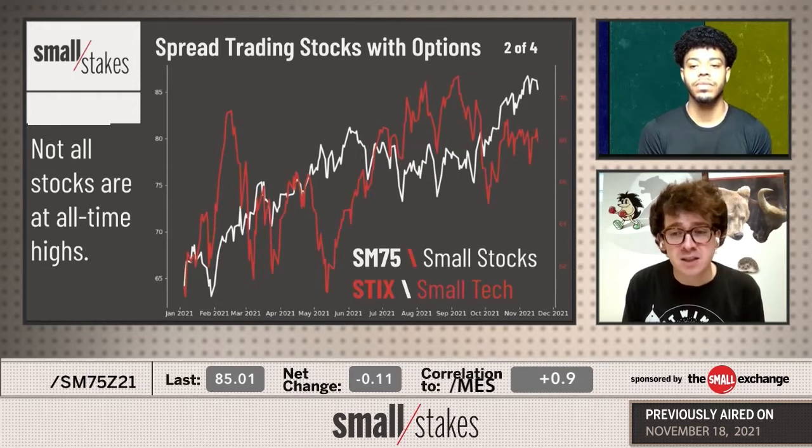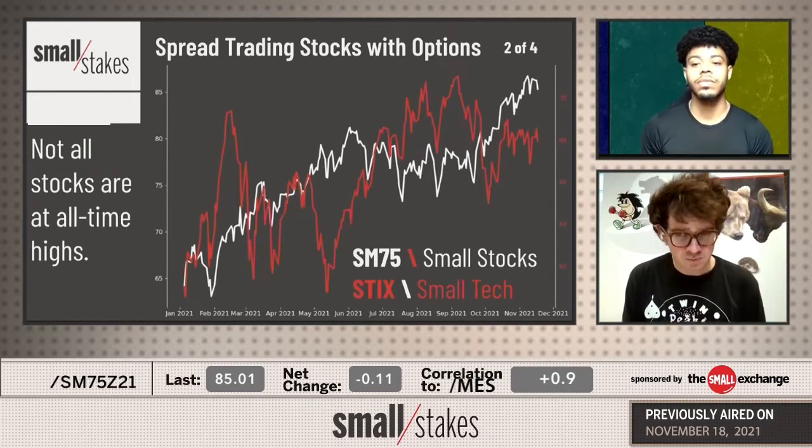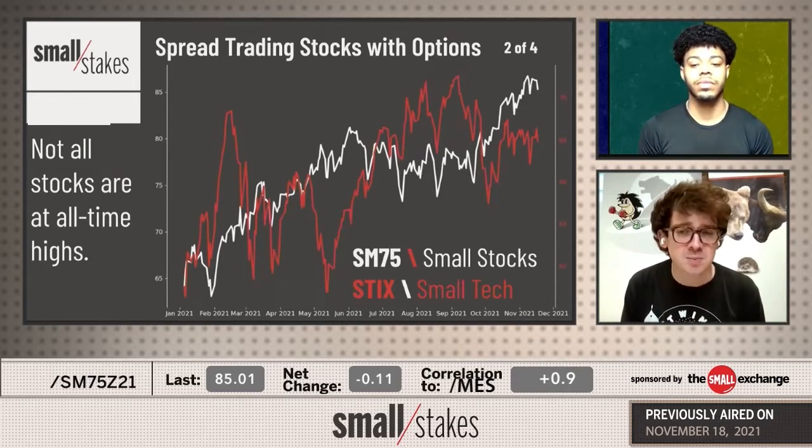And then you have STIX, which is the small technology stock futures. And that's 60 stocks that are just specific to tech. And while tech had a good 2020, in 2021, these small tech stocks have not been performing as well as the stock market at large.